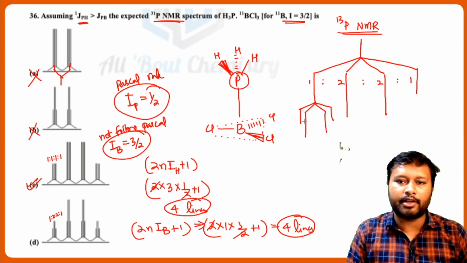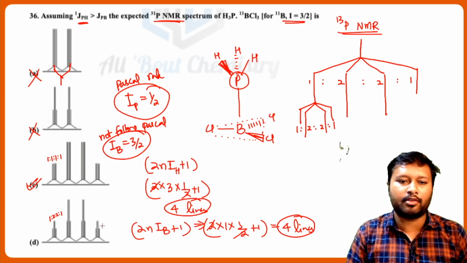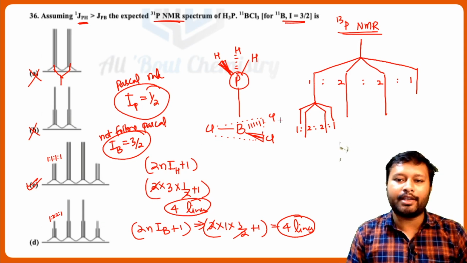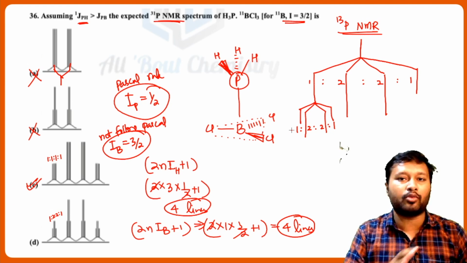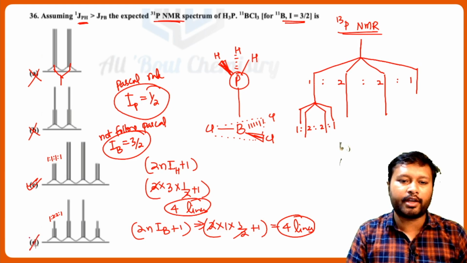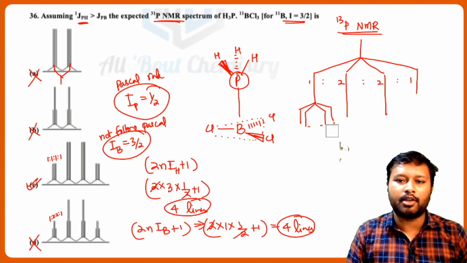That means it is following 1:2:2:1, that means Pascal rule. So this phosphorus has initially followed Pascal rule, fine for that. But is this boron also going to follow the Pascal rule and give you the final peak? No, that's not going to happen. So that's why option D was incorrect. There will be something which is not following Pascal rule, so that's where option C is going to be correct.